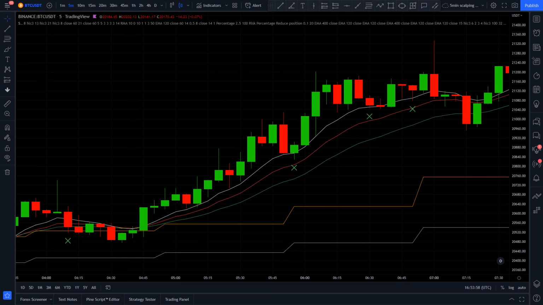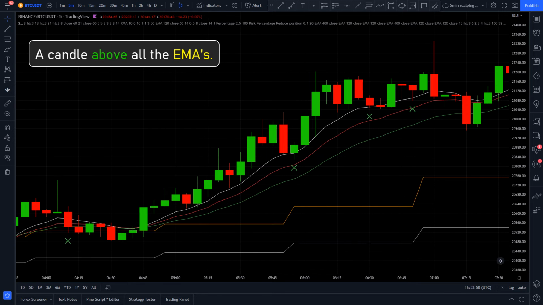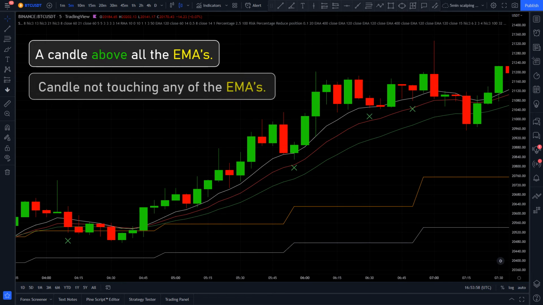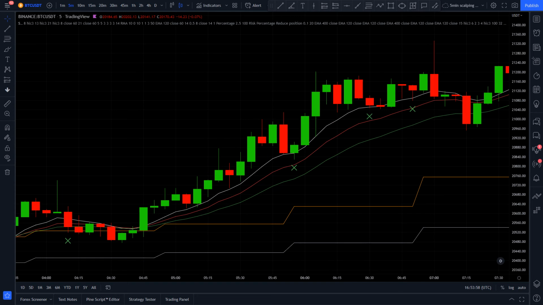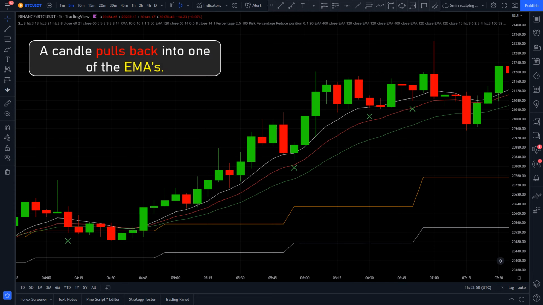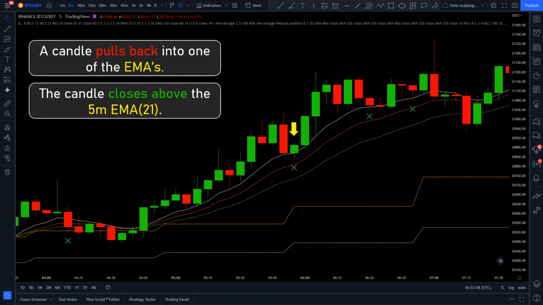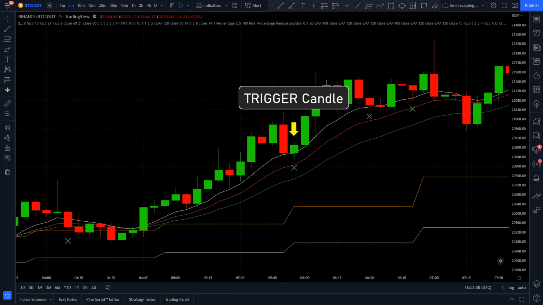After all these conditions are met, we are waiting for a candlestick pattern to appear. The pattern is the following. First, we need a candle that is above all of the EMAs and is not touching any of the EMAs. After that, we need a candle that pulls back into any of the 5-minute EMAs and then closes anywhere above the 21 length 5-minute EMA. This is what we call a trigger candle and it's marked with an X by the script. Once we see this candle, we can set up our trade.